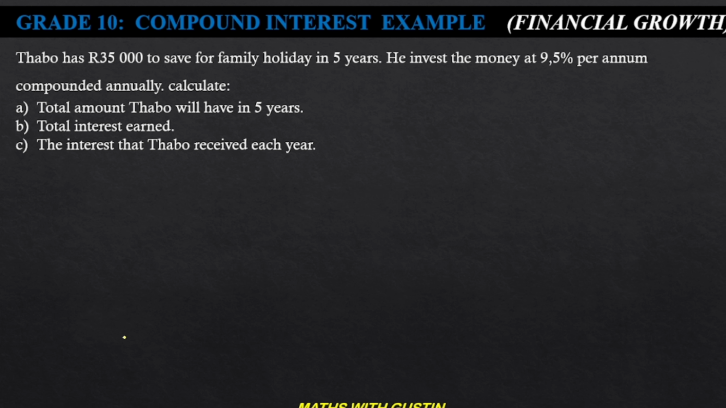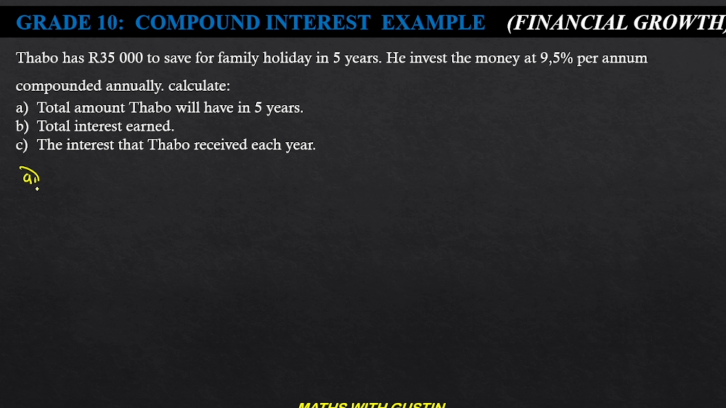So now today's example says that Tabo has 35,000 to save for a family holiday in 5 years. He invests the money at 9.5% per annum compounded annually. Then we need to calculate the following: the amount of money that he will have in 5 years' time, the total interest earned, and also the interest that Tabo earned each year. All right, so let's go ahead and deal with this one.